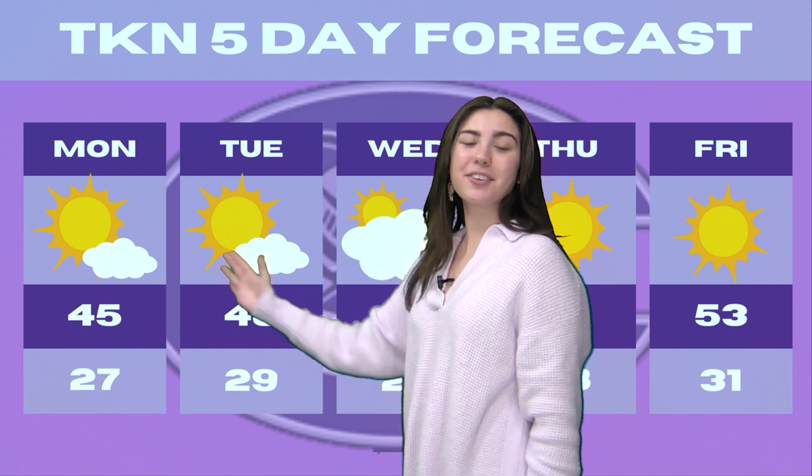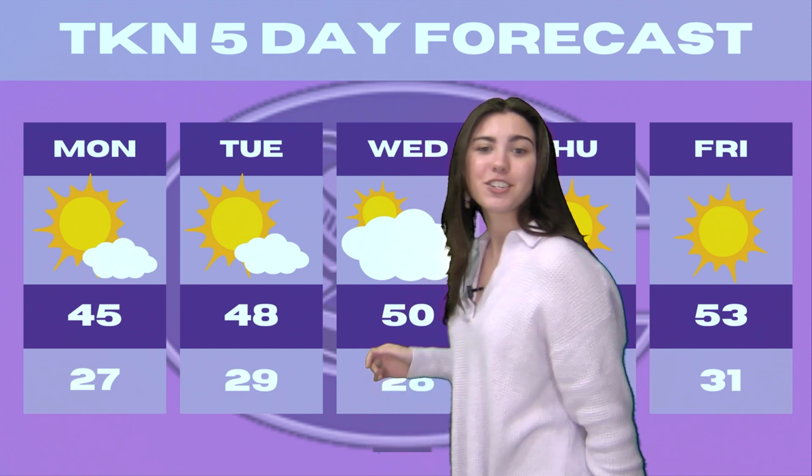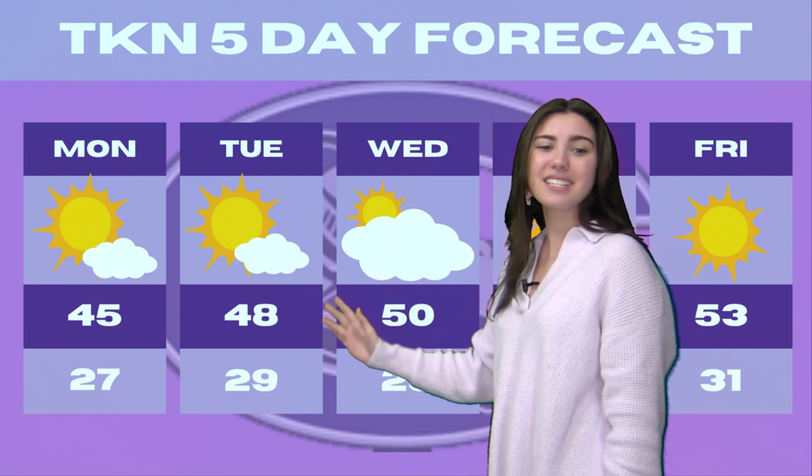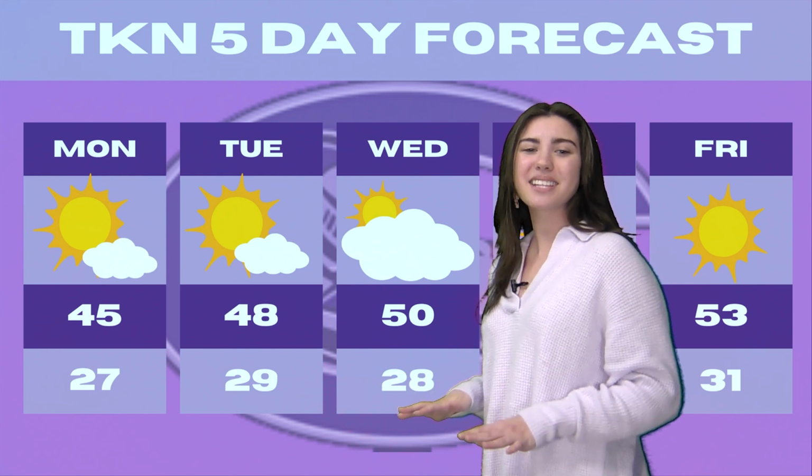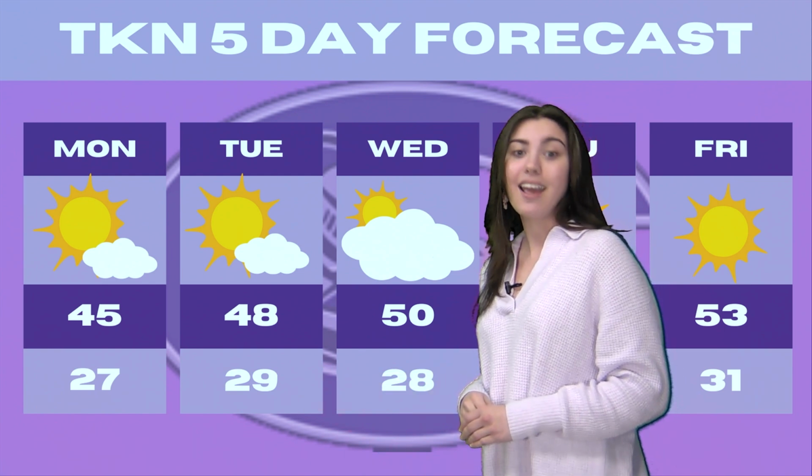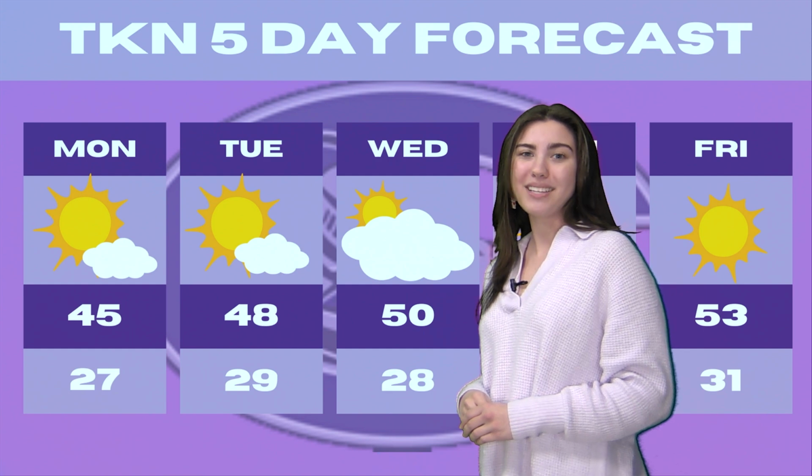Here's your five-day forecast. Today will be a high of 45 degrees and a low of 27. There will be a few passing clouds in the morning with relatively clear skies for the rest of the day. Moving on to Tuesday, it will be a high of 48 degrees and a low of 29. It will be mostly sunny throughout the day with a few clouds overnight. High winds during the day will give way to lower winds at night.